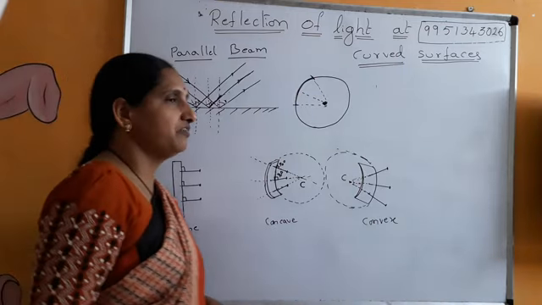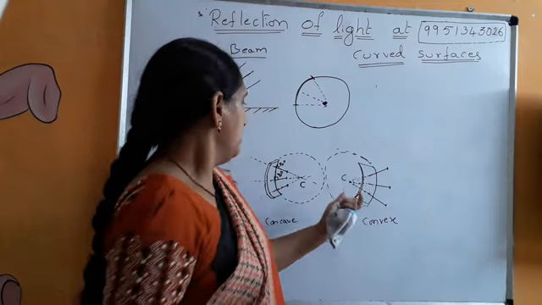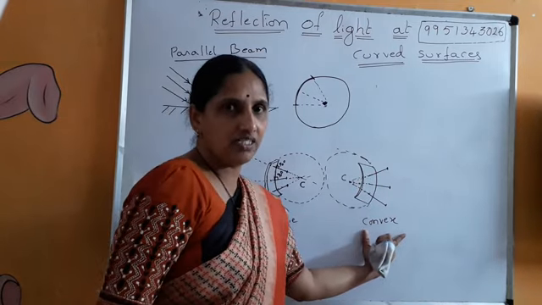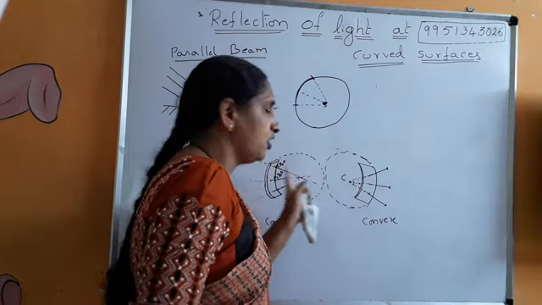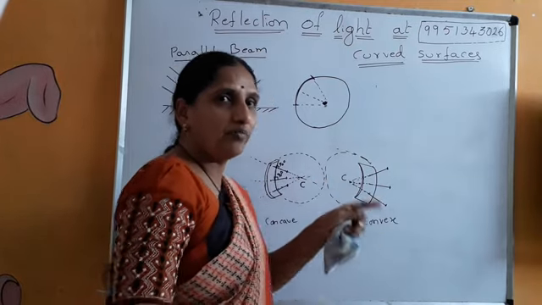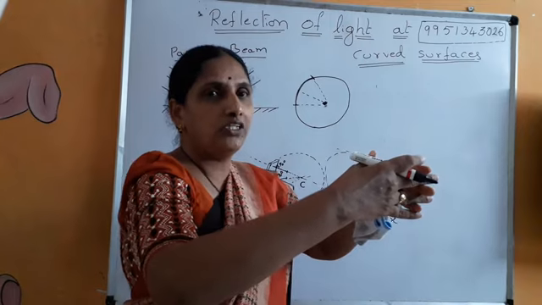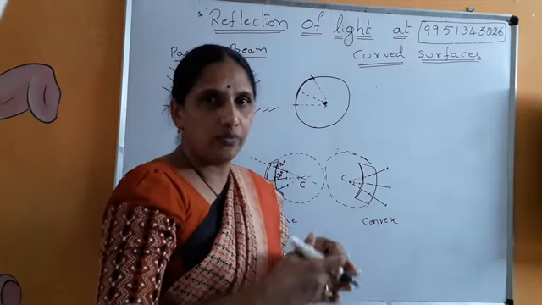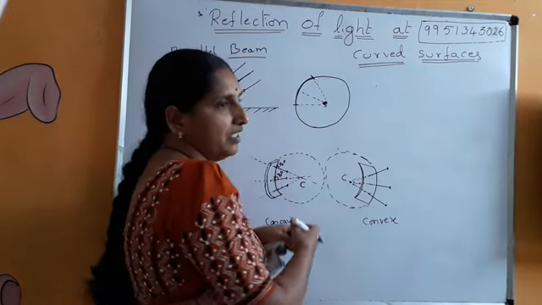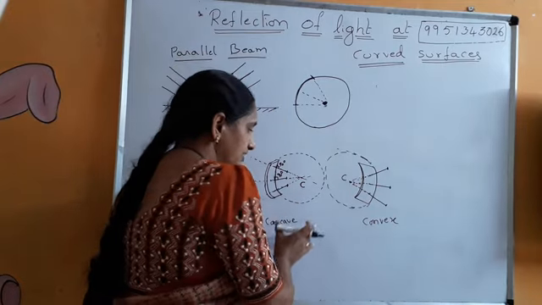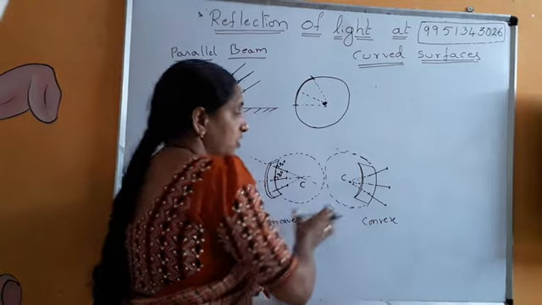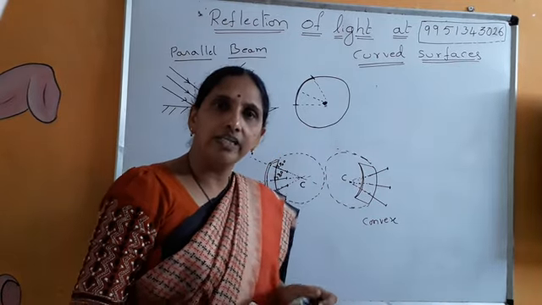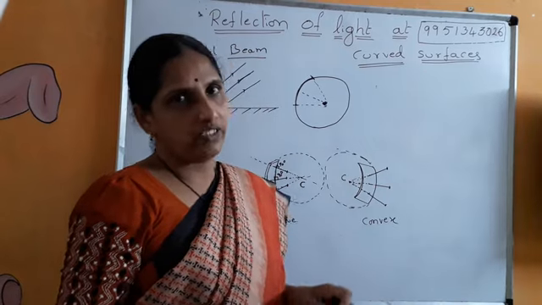Right, now let's come back. When we took concave and convex curvatures, we saw how the normals tend to converge at the center of curvature. Right? Center of curvature. Now let us extend the topic with concave mirror and convex mirror.